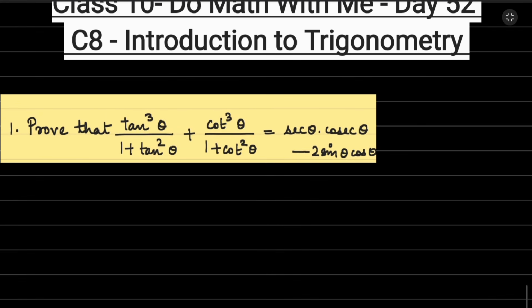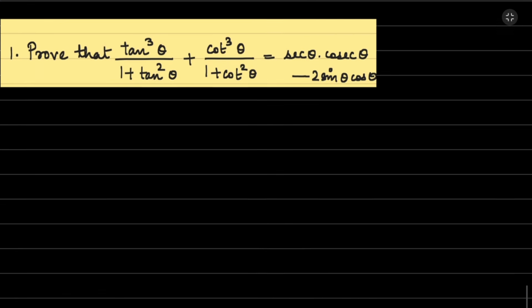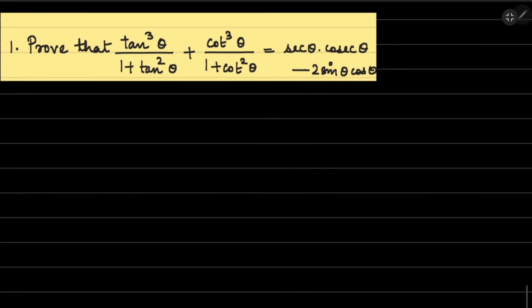Okay, so let us take our LHS and convert everything into sine and cos. I am going to abbreviate sine as S, cos as C, so that it's easier for me to write it. So let me take LHS. Tan cube, tan is nothing but I can write tan as sine by cos, right?